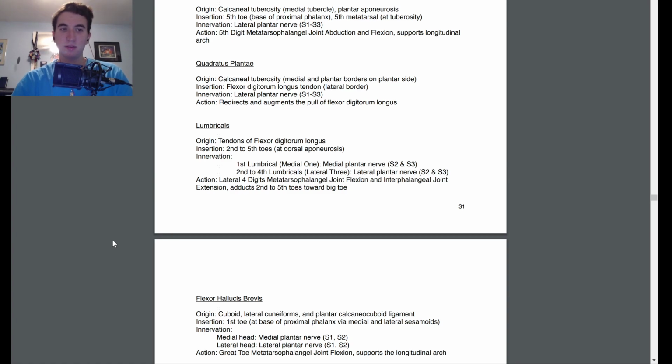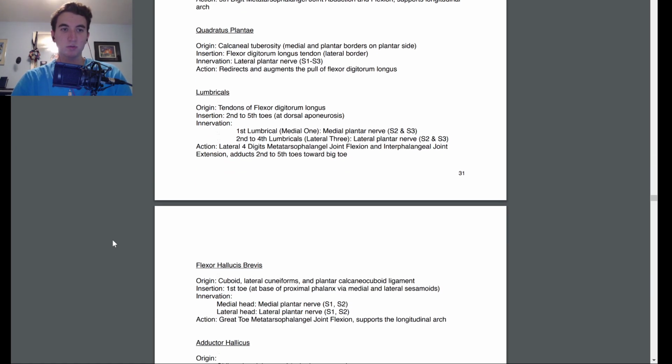Alright, next is the lumbricals, which originates at the tendons of the flexor digitorum longus and inserts at the second to fifth toes at the dorsal aponeurosis. Innervation at the first lumbrical, the medial one, is caused by the medial plantar nerve coming from S2 and S3, and the second to fifth lumbricals, the lateral 3, are innervated by the lateral plantar nerve coming from S2 and S3.